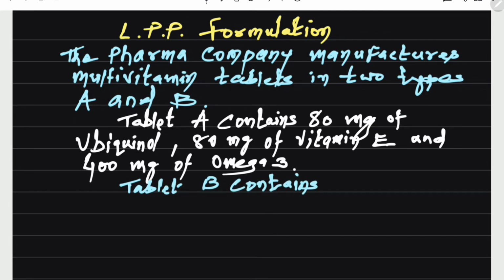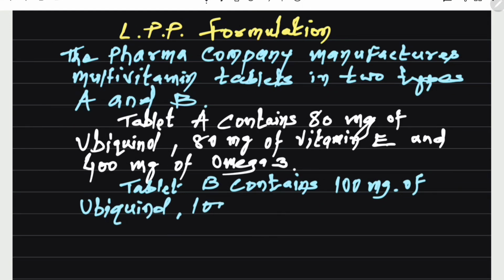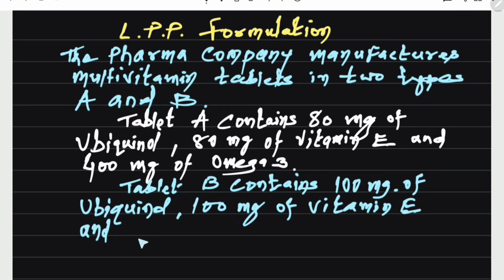Tablet B contains 100 mg of ubiquinol, 100 milligrams of vitamin E, and 600 milligrams of omega 3. This is the given information.